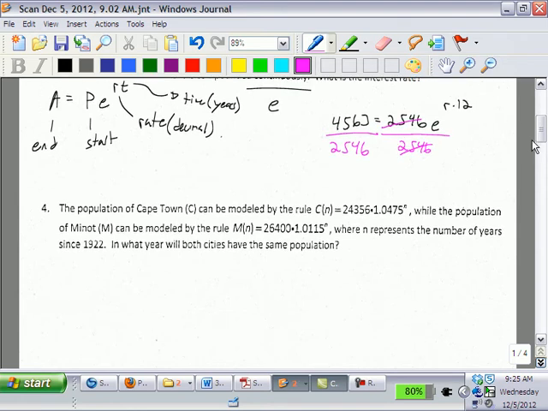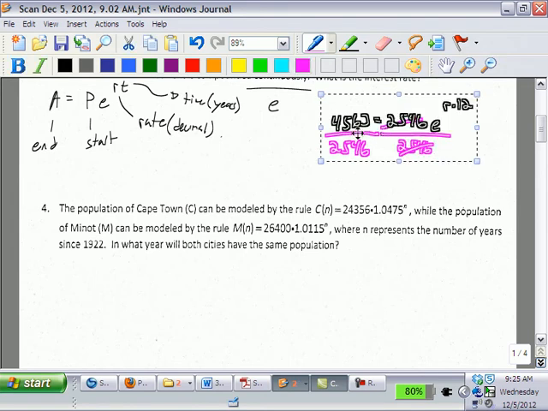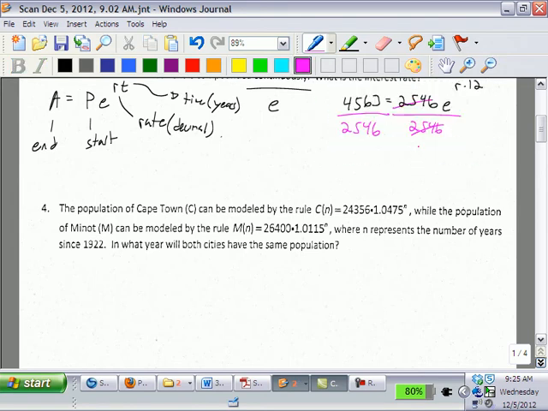You can just leave it at that fraction. Now it'll look messy, but that's fine. What is it approximately as a decimal? Okay.